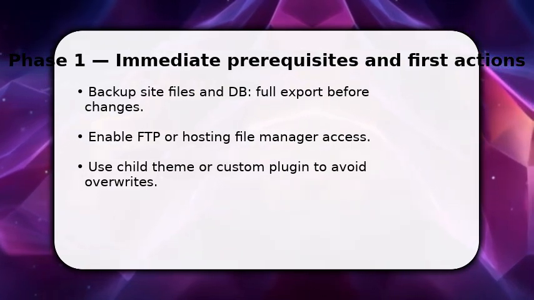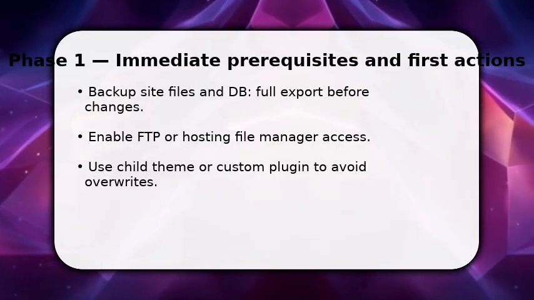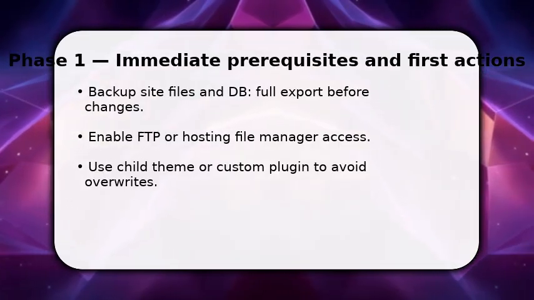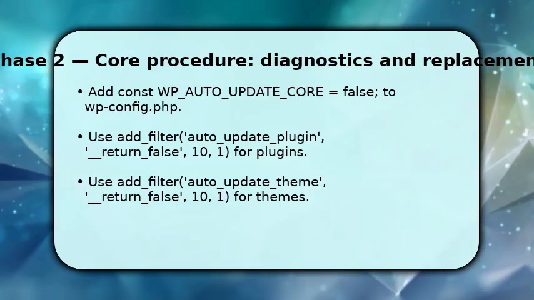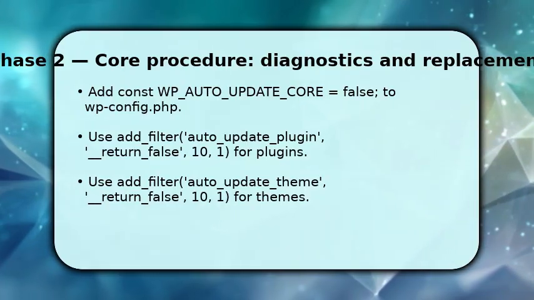First, place const WP_AUTO_UPDATE_CORE equals false above the "/* That's all, stop editing! */" line in wp-config.php. This halts core auto updates.